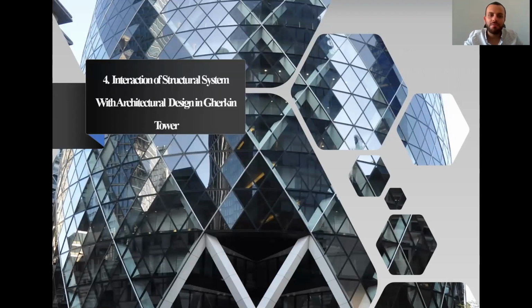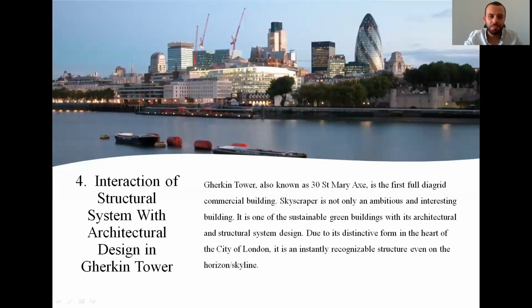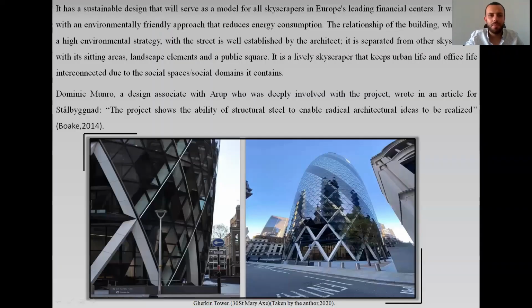Interaction of structural system with architectural design in Gherkin Tower. Gherkin Tower, also known as St Mary Axe, is the first full Diagrid conventional building. The skyscraper is not only an ambitious and interesting building, it's one of the sustainable green buildings with its architectural and structural system design. Due to its distinctive form in the heart of the city of London, it is an instantly recognizable structure even on the horizontal skyline.